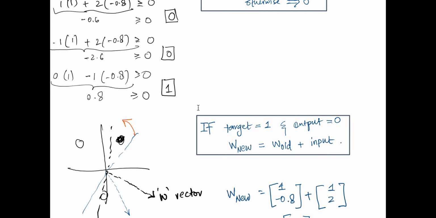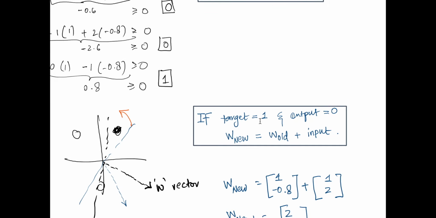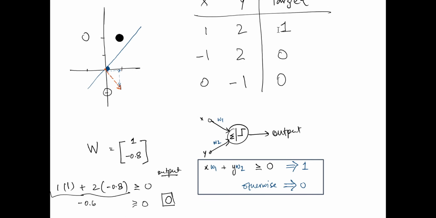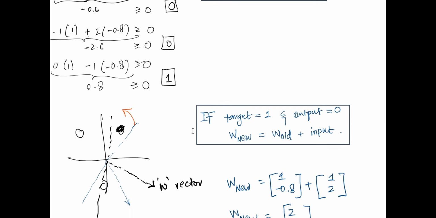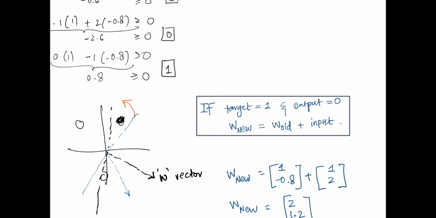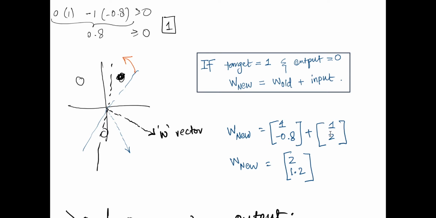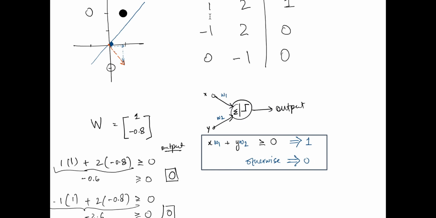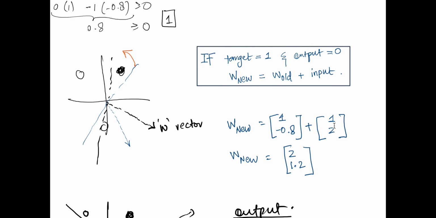We came up with a rule for this. We said if our target is 1, which in this case it is, but the output corresponding to it is 0, then we would just add our input to the old weights. So that was the input 1 comma 2. We're just going to go ahead and add this input to our originally randomly chosen weights, resulting in new weights. So we got these new weights.